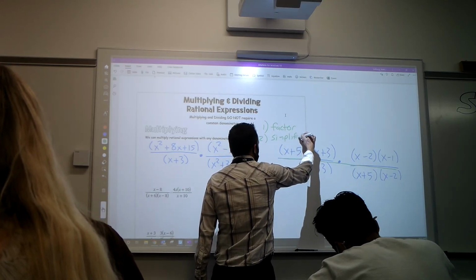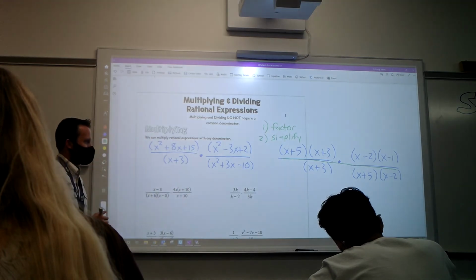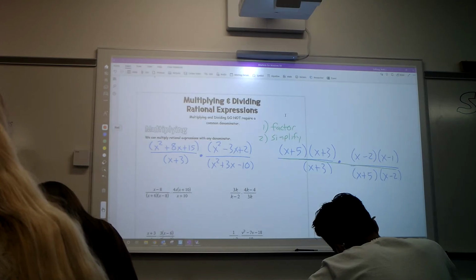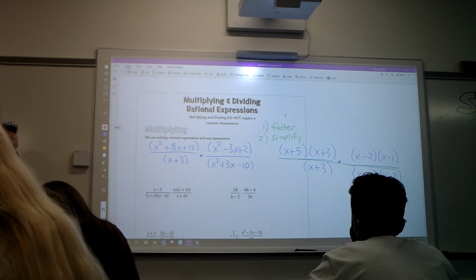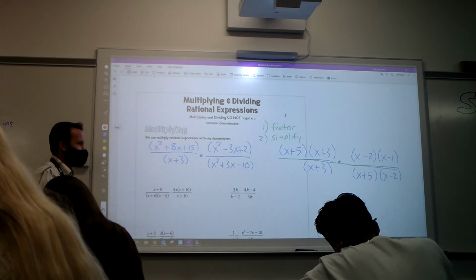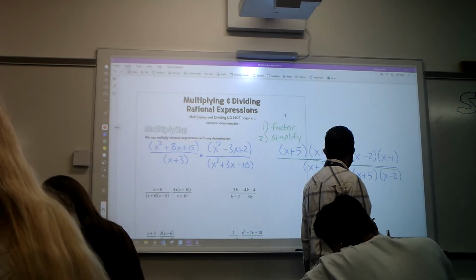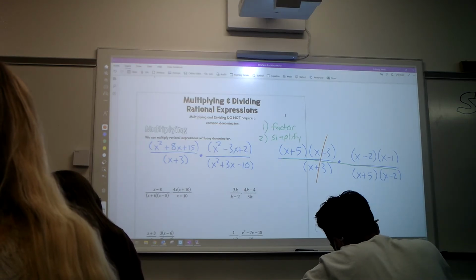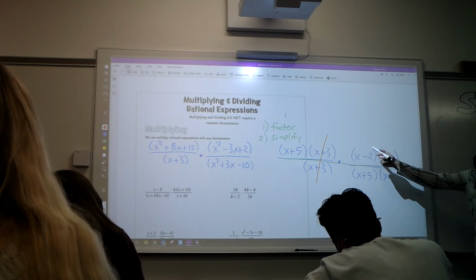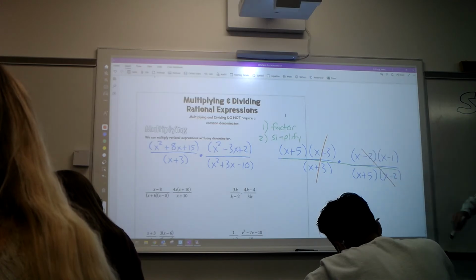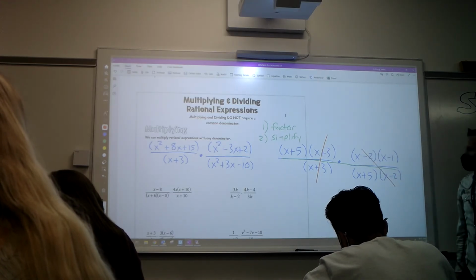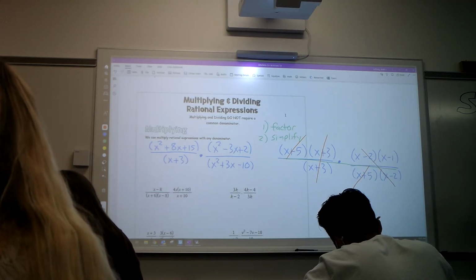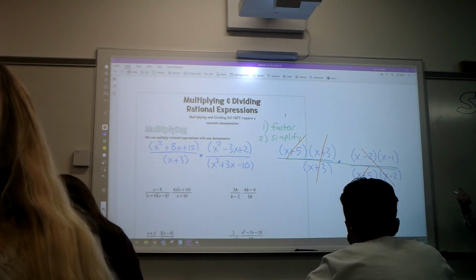Now that it's factored, if it's the same on top and same on bottom, we get to cross out, which is really therapeutic, to be honest. You do it and you're like, hey, that felt good. So look at this. What could I cross out, guys? X plus 3, that's easy. Okay? What else? We've got an x minus 2. It's gone. X plus 5. And doesn't that feel good to cross things out?